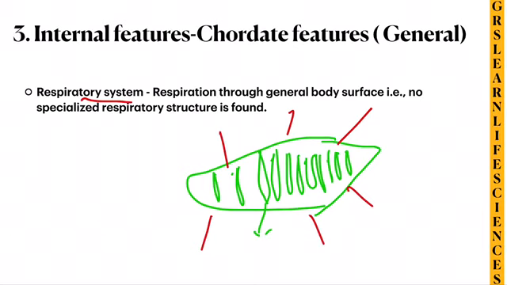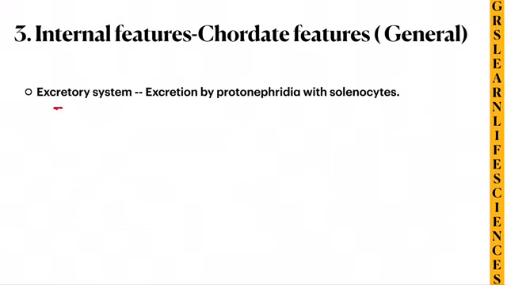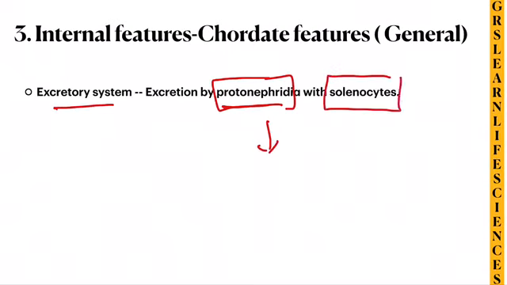In urochordates, the gills are functional and they perform the respiration, but in cephalochordates, as they don't have the blood capillaries, they cannot perform the respiration. Next is the excretory system. The excretion is performed by protonephridia in these organisms. So they have the protonephridia, and these protonephridia have solenocytes which perform the excretion. So unlike other chordates, these cephalochordates use the protonephridia as excretory organs.